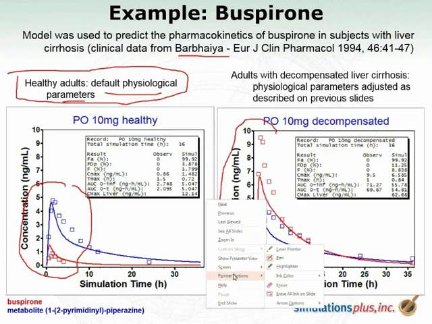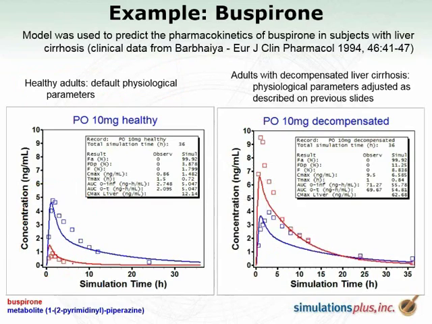And you can see that, based on the physiology changes, the model was able to predict a significant increase in the parent compound PK, with very little change in at least this one metabolite PK, the metabolite that we had. So the match is not perfect, but it shows you the magnitude of the change that you could expect when dosing this compound in subjects with liver cirrhosis compared with healthy subjects.